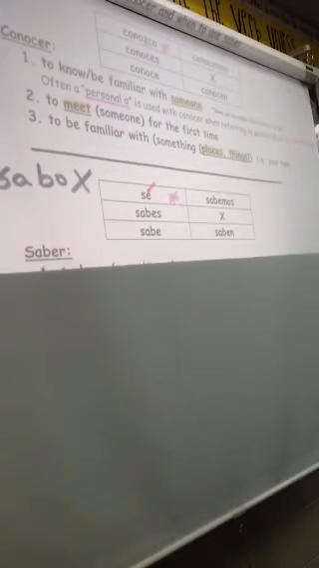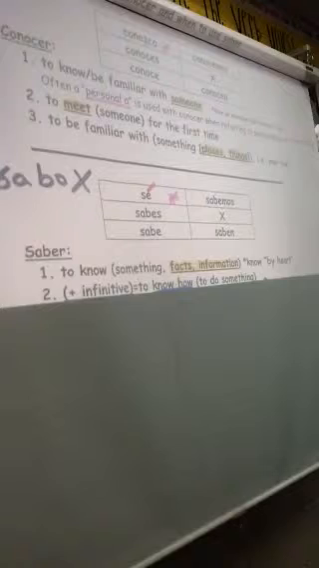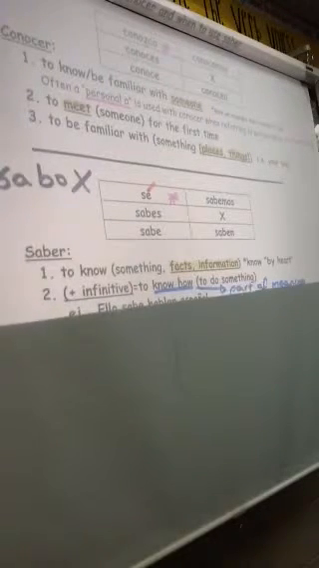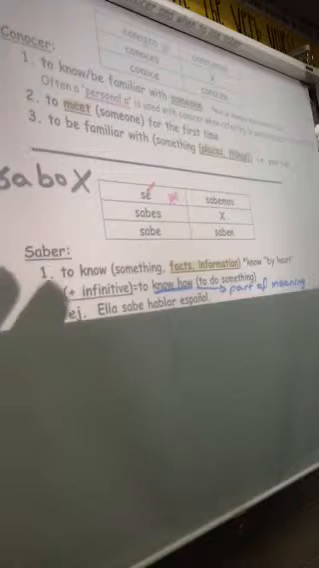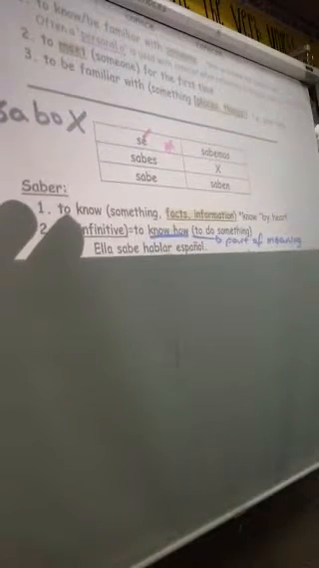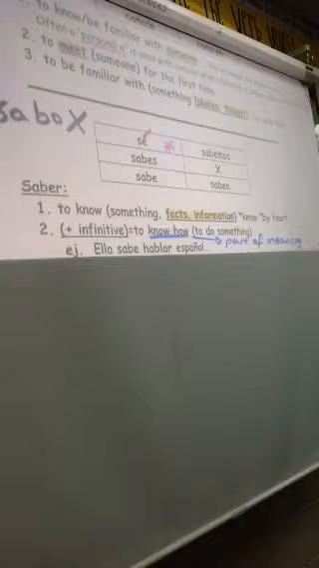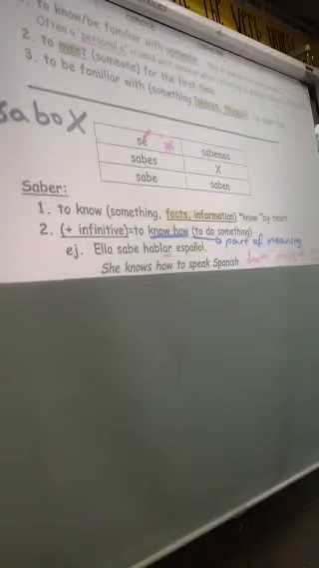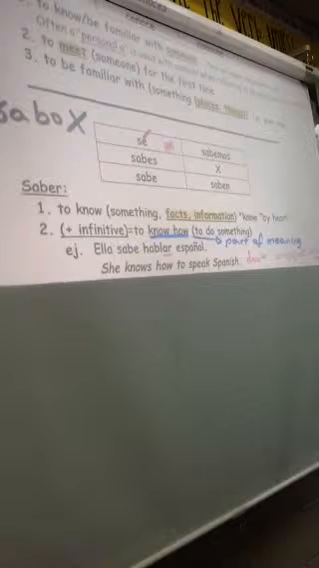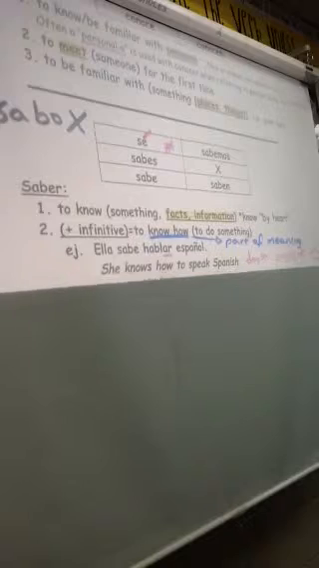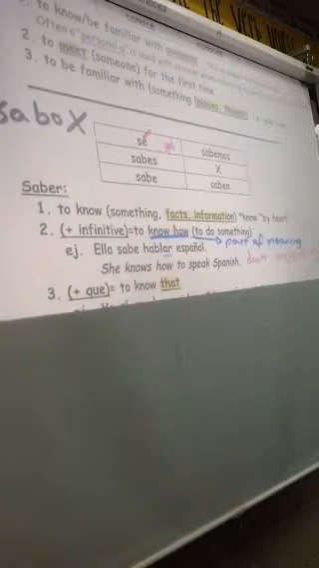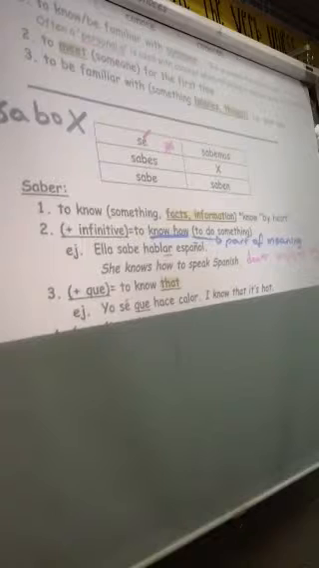Okay? But use saber to know facts or information. You also use it to know how to do something, which would most likely be a verb. And whenever we have two verbs in a row, you still don't conjugate that second verb. If you see a que afterwards, you're "sé que," it's "I know that," and it will most likely be information. In this case, I know that it is hot outside.